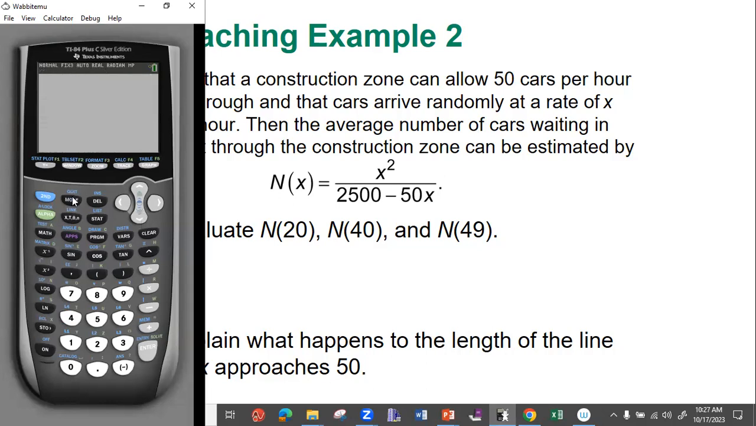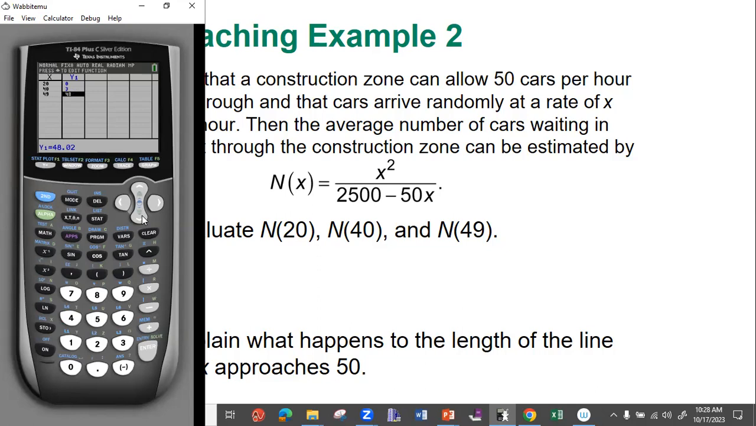3. Again, in this case, I probably don't need decimals because it's cars and you can't have a fraction of a car, right? So when I go back to my table, you can see it better, right? So if I'm moving at 20 cars per hour, I'm going to have no cars. When we are moving at 40, we have 3 cars. When we're moving at 49, we have 48 cars. And so that's what that value is telling you.